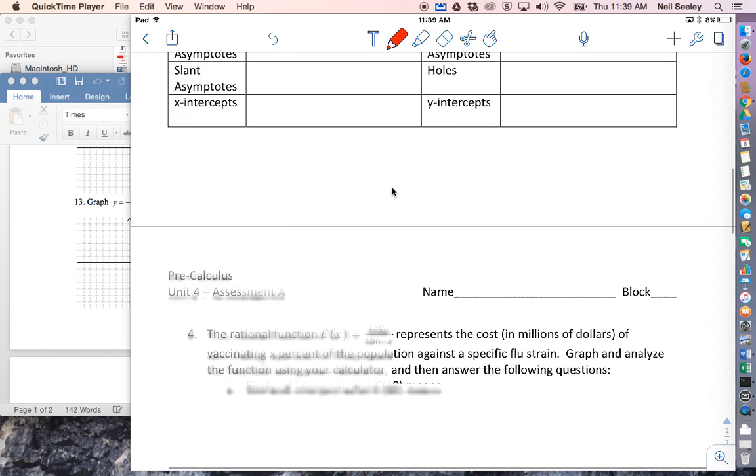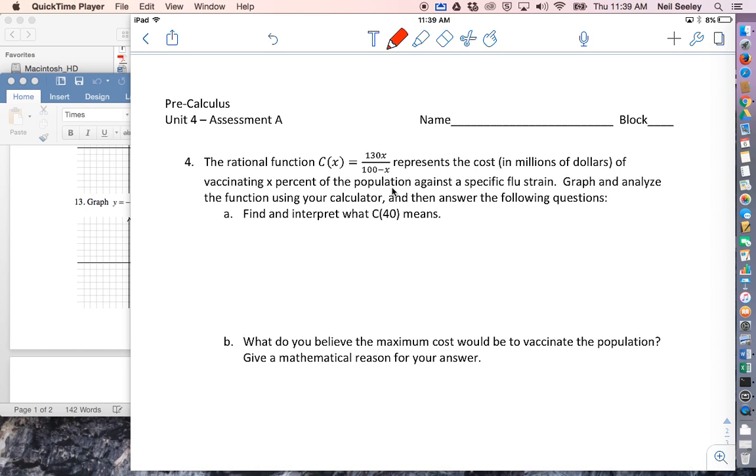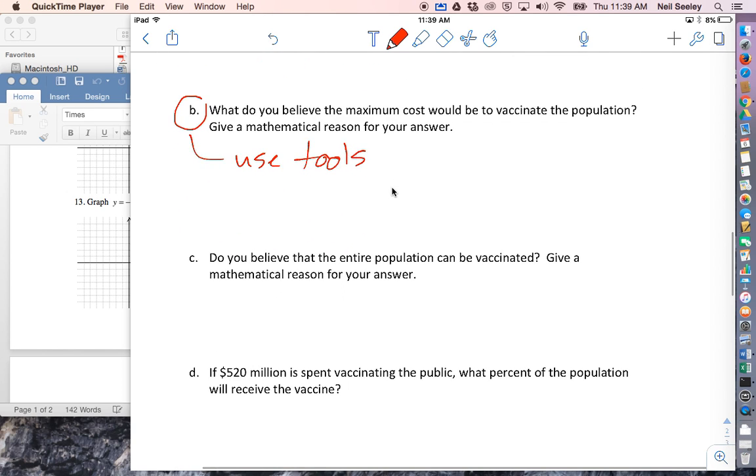All right, enough of those hints. On the flip side, some things to think about. Here, you want to read very carefully about the context. X is the percent of the population being vaccinated. This whole function is about cost in millions of dollars. The questions say, give me an answer, but interpret, which means I want words telling me what you got. For B, you can look at the graph. Just use tools that you think would help you answer this question. Just be smart like you are.